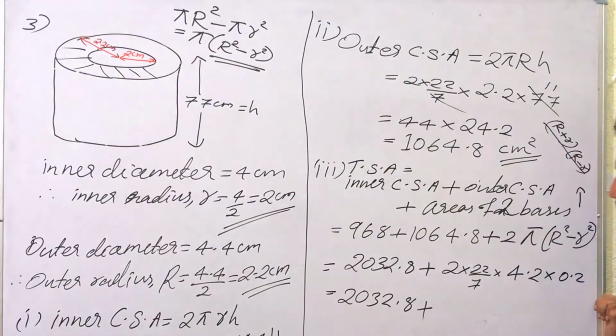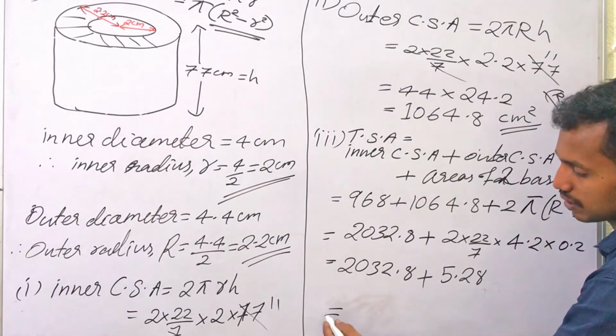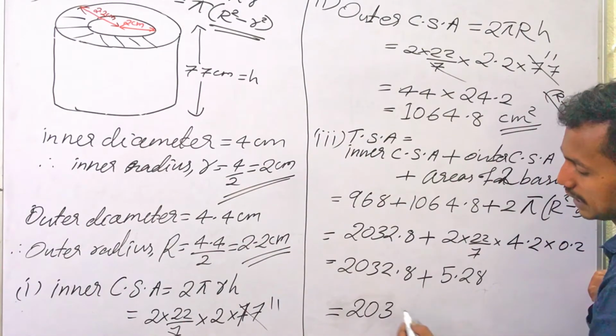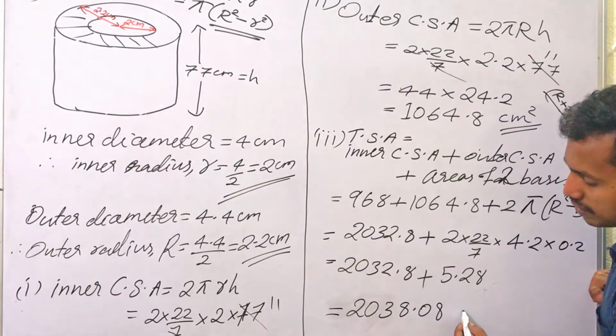2032.8 plus, multiplying all this, we will get 5.28, that is equal to 2038.08 centimeter square.